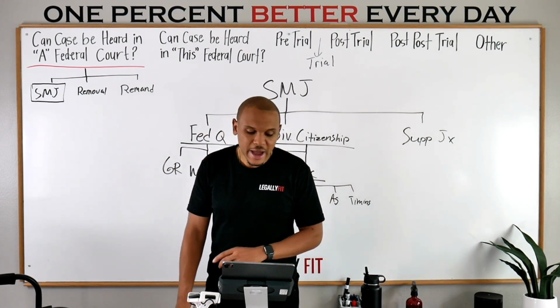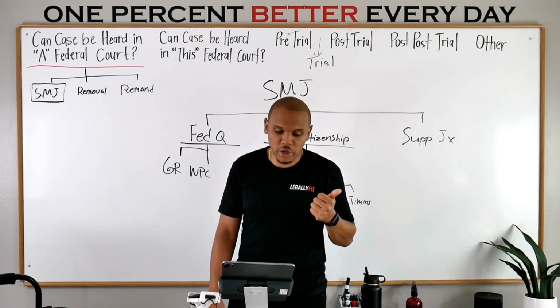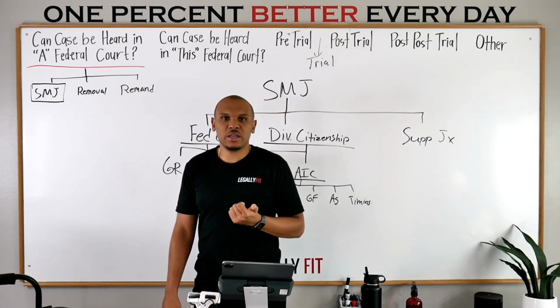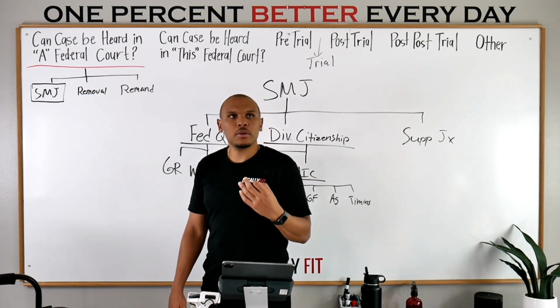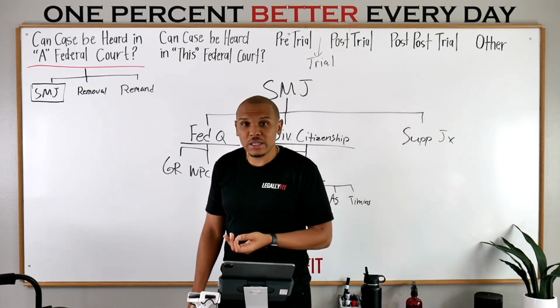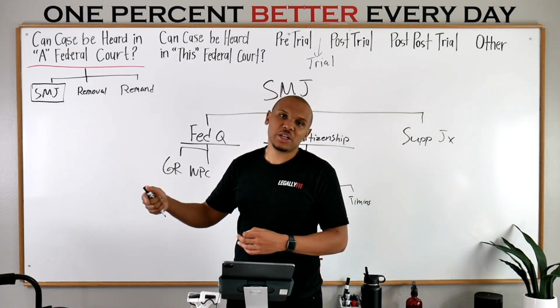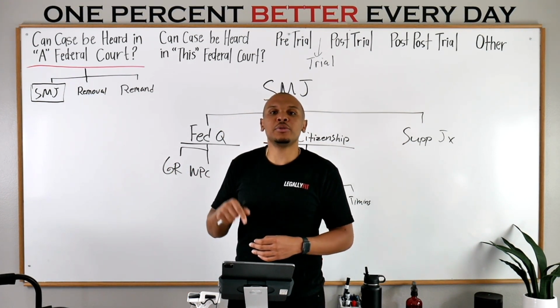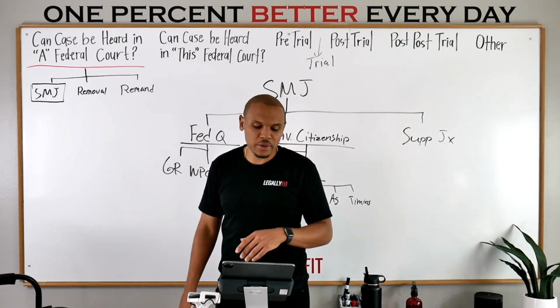Okay? Now, we have an exception and the notion that this is discretionary. The exception is if the underlying claim, the original claim, satisfied diversity of citizenship, you cannot use supplemental jurisdiction if it ends up destroying diversity of citizenship. We'll see this here in a hypo in a second.